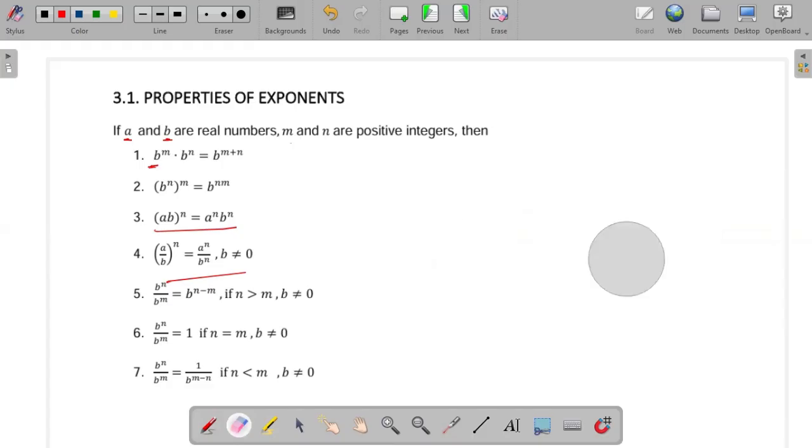Okay. The next property is telling us that if you have B to the power n and B to the power m like this, there's division here. So B to the power n over B to the power m.